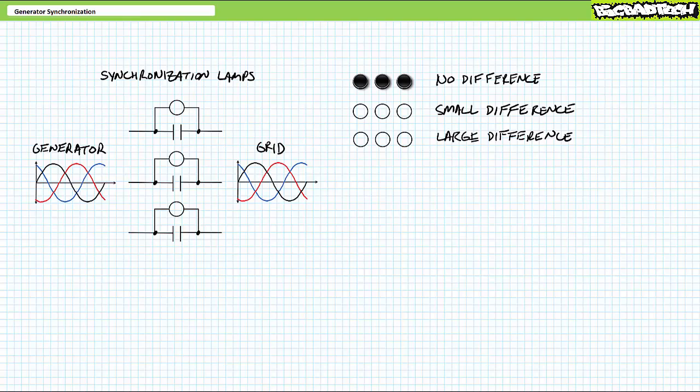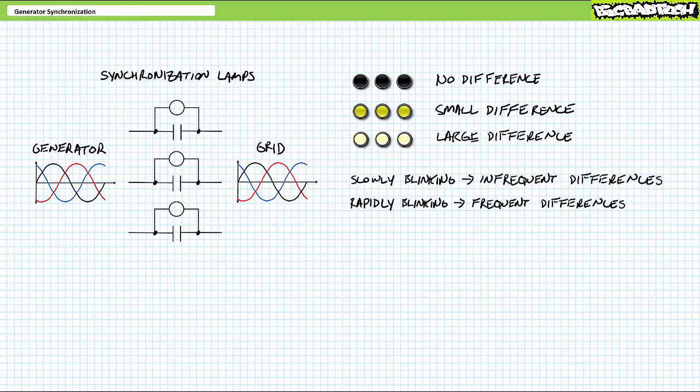When there is no differential between the generator and grid, no current will flow through the bulbs and they will be totally dark. When there's a small differential between the generator and grid, only a little current will flow through the bulbs and they will be super dim. Finally, when there's a massive differential between the generator and grid, lots of current will flow through the bulbs and they'll be super bright. Ideally, the contactor will only be closed when the synchronization lamps are totally dark, representing a moment in time when the generator and grid voltage perfectly match.